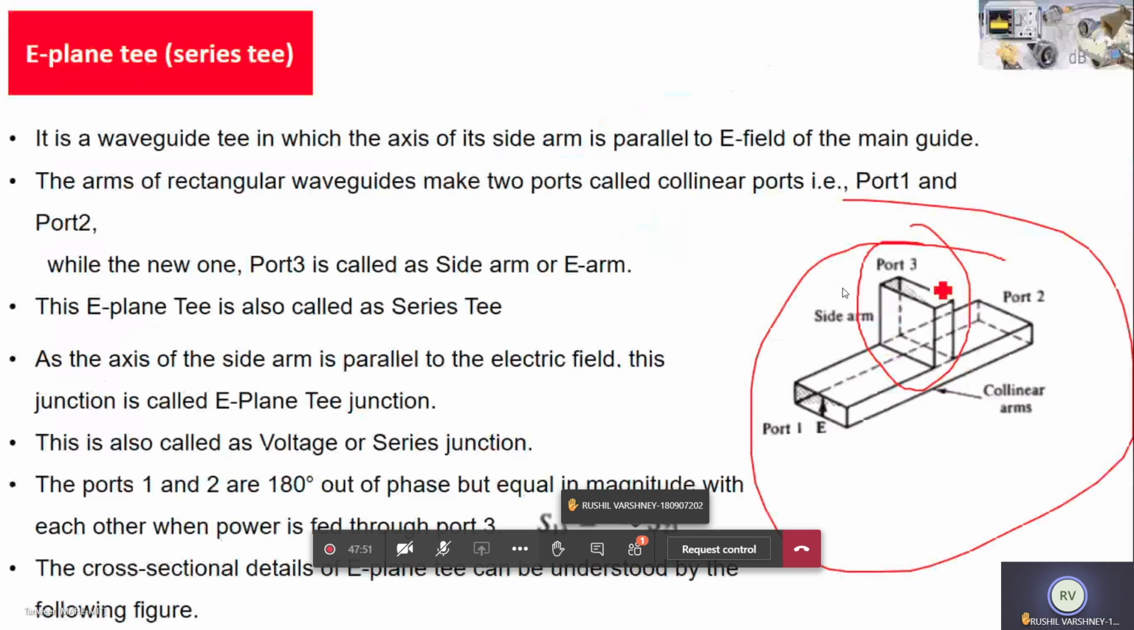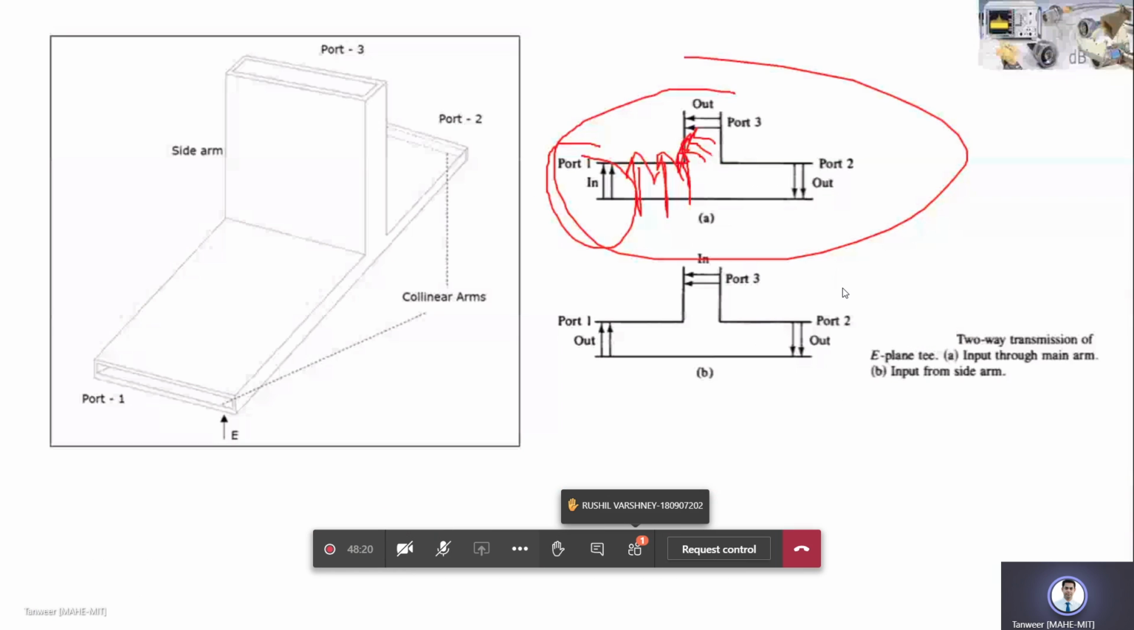Yes, and it is symmetrical. You can replace this port with this port, and you can replace this with this. Nothing will happen. So it is symmetric. This port 3 is symmetric to both port 1 and port 2. Either you can go this side, or you can go that side. It is symmetric. So whenever power is fed, it will be out of phase. So port 1 and port 2 with respect to port 3 will be 180° out of phase.